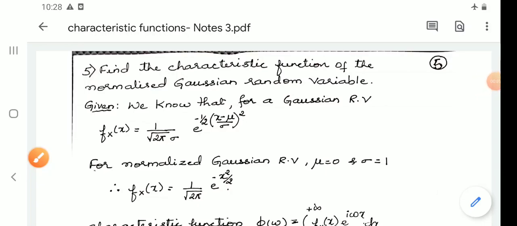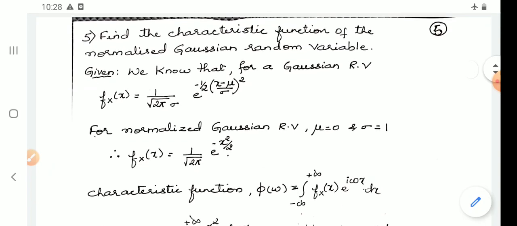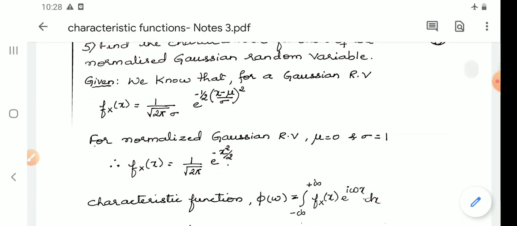Hello students, today in this video let us learn to solve few more problems in characteristic functions. Let us continue. The fifth problem is find the characteristic function of a normalized Gaussian random variable.